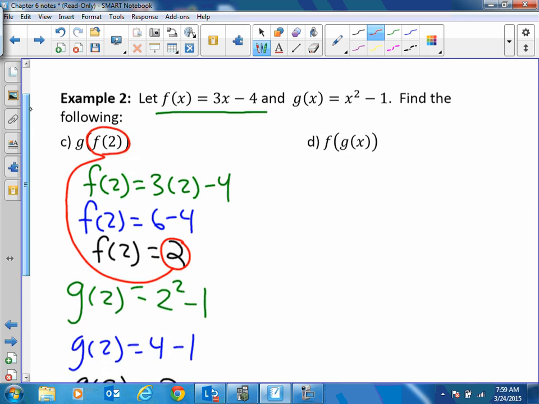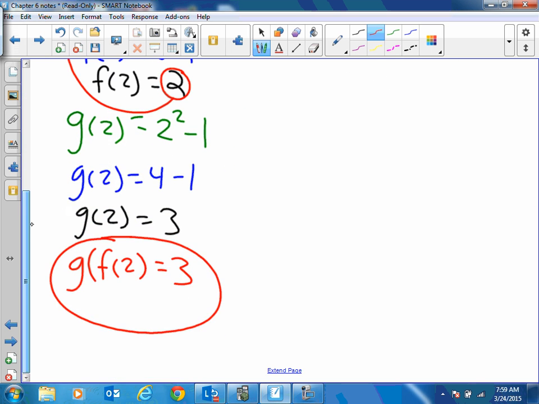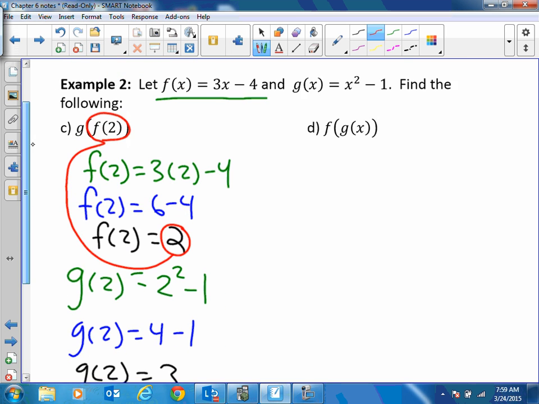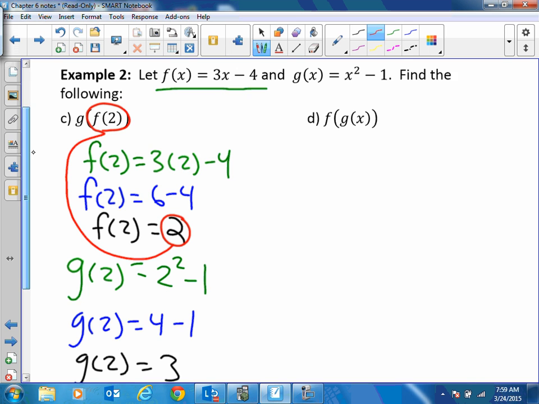Because we know f of 2 is 2, and then when you plug in 2 for x in the other equation, you get 3. Okay, so g of f of 2 is 3. And that's how you would solve that. And there are other ways you can solve that too, but I think that's the best way.